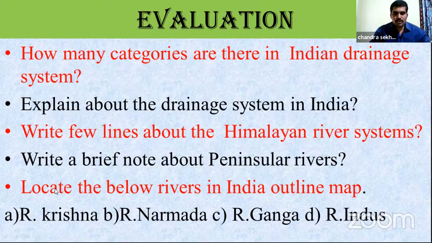Finally, map pointing. Locate the below rivers in India outline map. Already we have shown them in the map. River Krishna, River Narmada, River Ganga, and River Indus. Two rivers are peninsular rivers and two rivers are Himalayan rivers. Among the peninsular rivers, one is a west flowing river and one is an east flowing river.